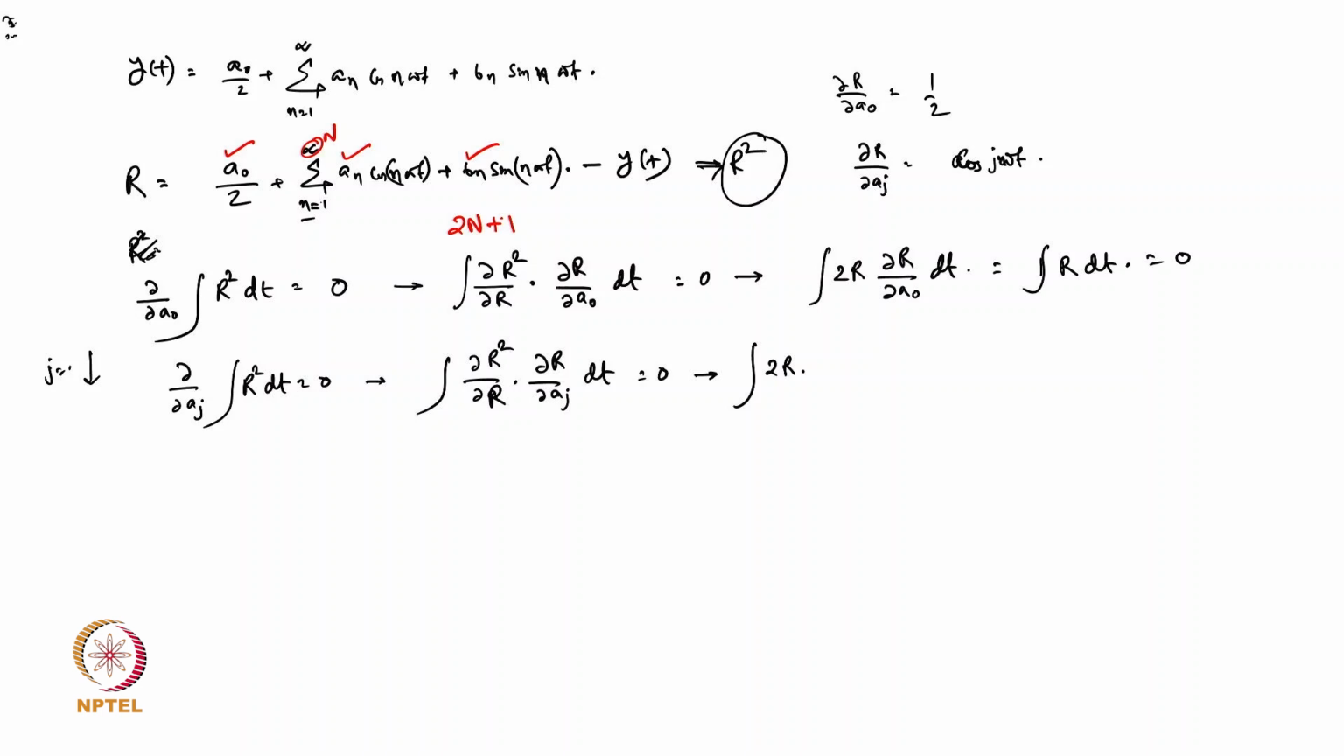Everybody understood that point? If you have any confusion, please feel free. Everybody got that? Perfect. Very good. So now we will have 2r, and then we have aj. So here we put cos j omega t dt, that will be equal to 0. Make sense? Any doubt? Please.